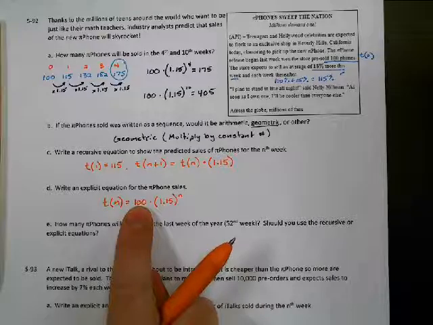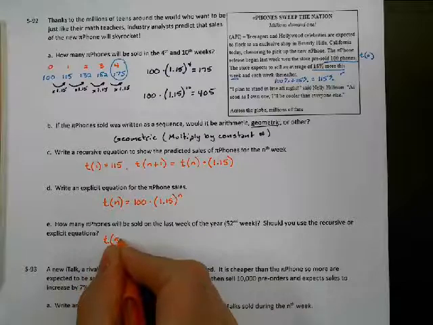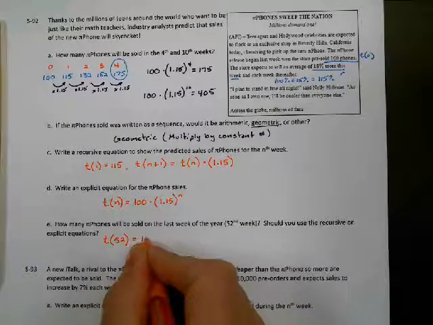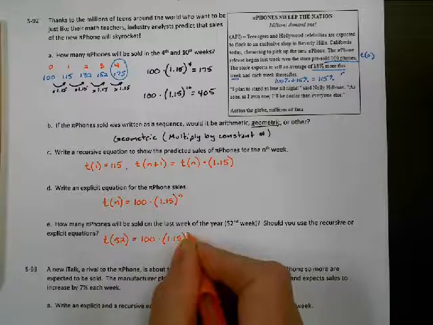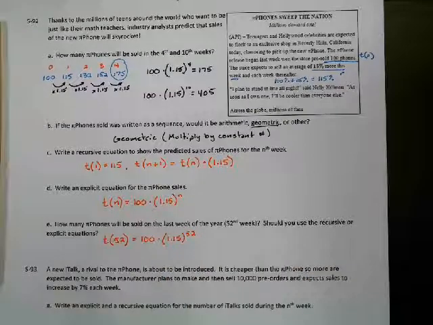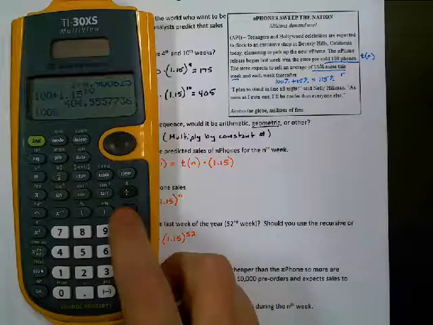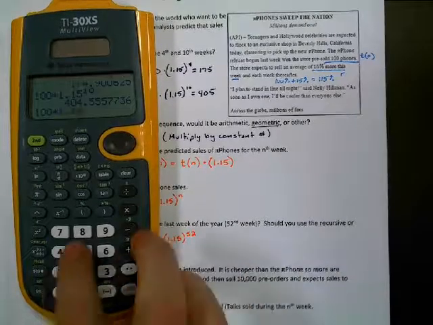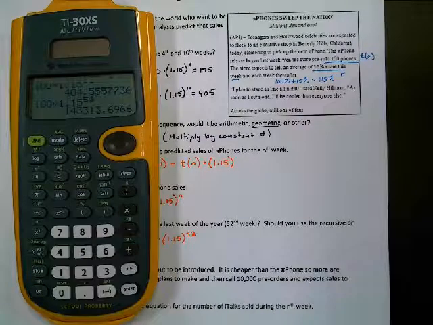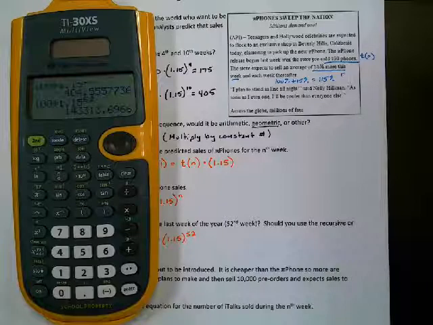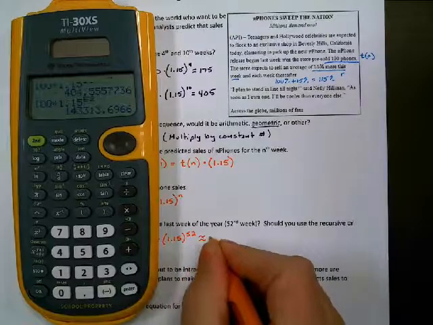So the 52nd week would be T of 52, and we would get 100 times 1.15 to the 52nd power to find the 52nd week. This is where a calculator is useful. 100 times 1.15 to the 52nd power. Beautiful. It looks like we got 143,314 Pi phones sold. So approximately 143,314.